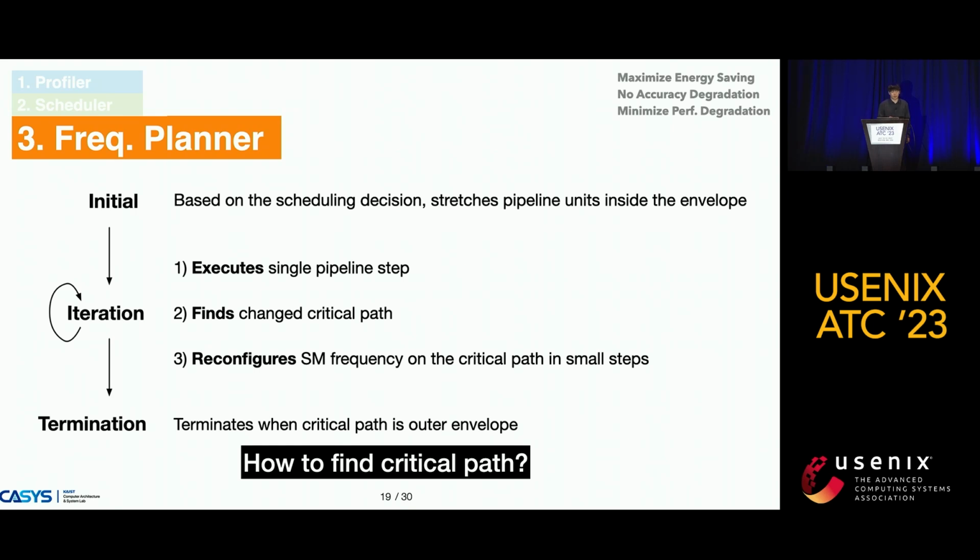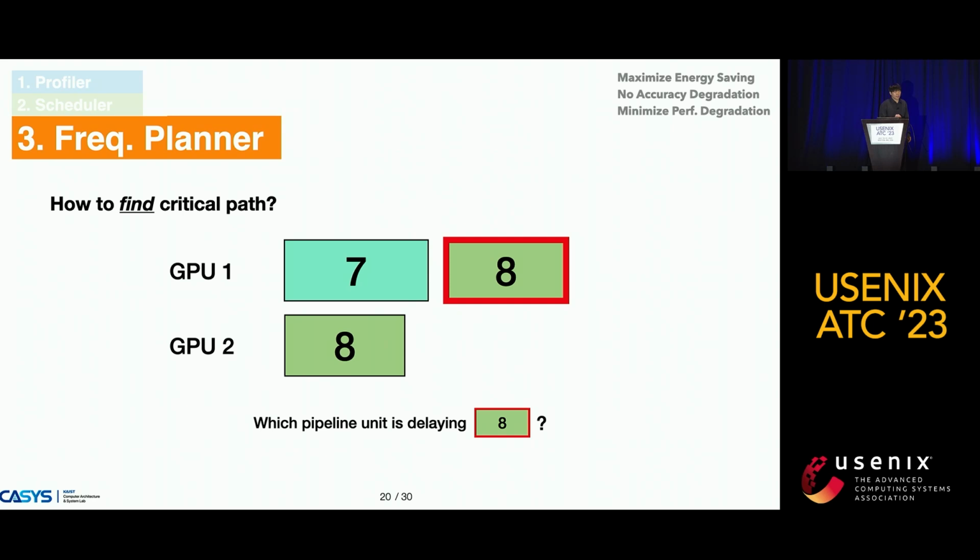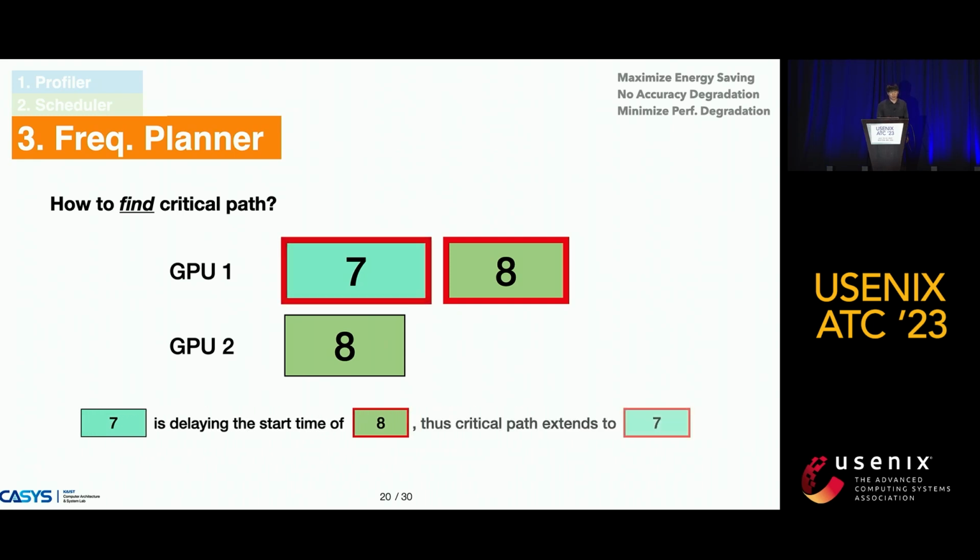Since the algorithm repeats finding and reconfiguring the critical path, we need an effective method to identify the critical path. Since the critical path decides the end-to-end execution time of the pipeline, the last unit, BP8 on GPU 1, will always be the last unit on the critical path. To identify the critical path, we should find out which pipeline unit is delaying the units on the critical path. Which pipeline unit is delaying the start time of the last unit? The forward path, FP7 in the same stage, is delaying the start time of BP8. Thus, we extend the critical path to the same stage.